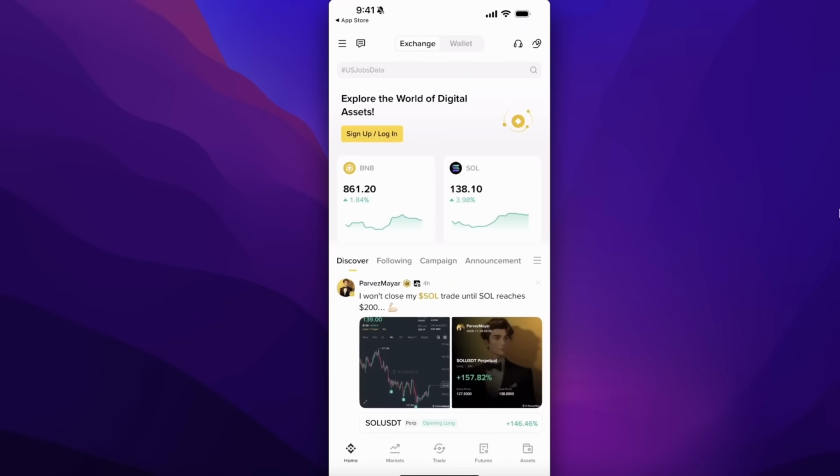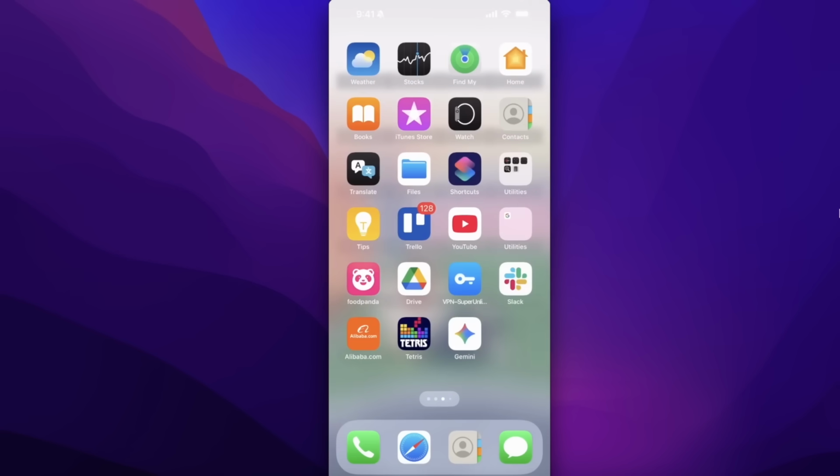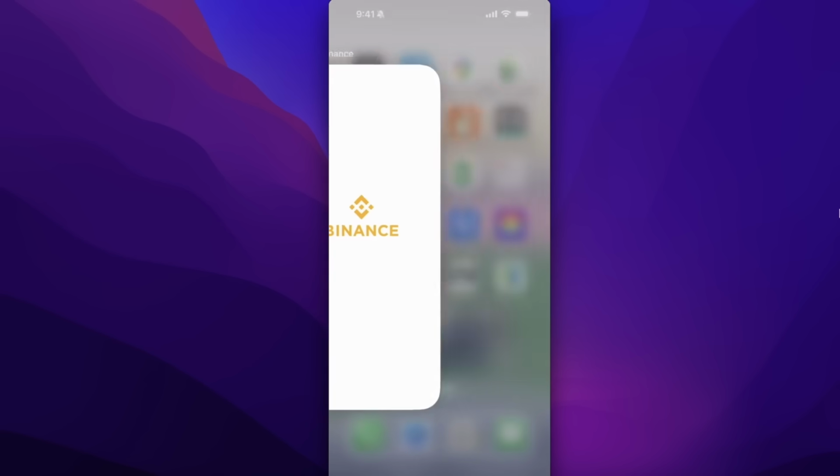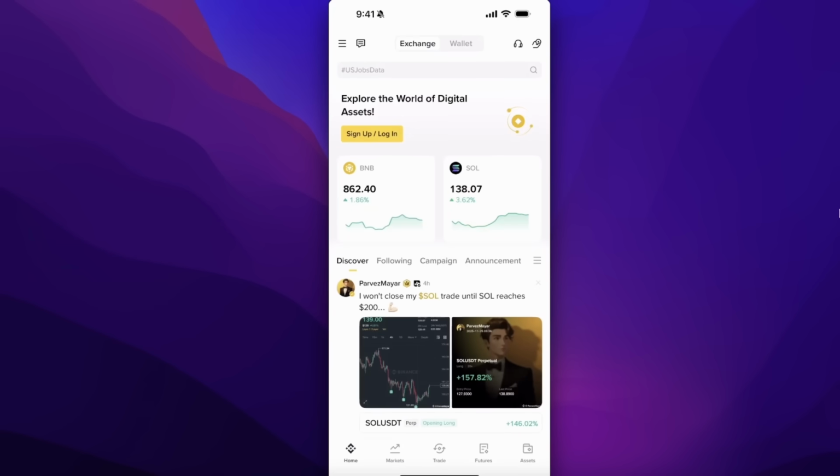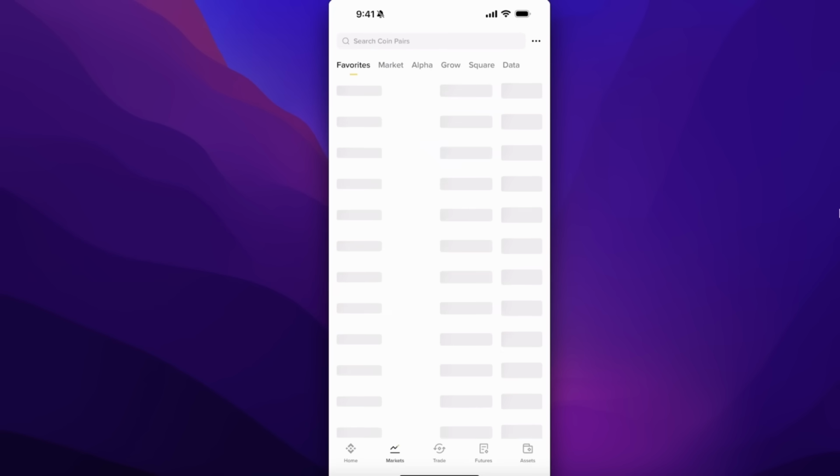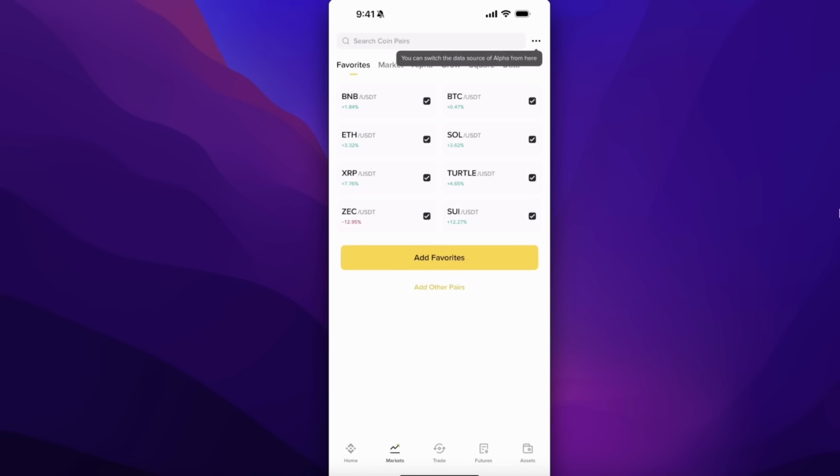So we're just going to open this up like so, because I've already installed it. But if you haven't, you're going to install it. It gets installed in a couple of minutes. And once you have installed it, you can just simply open up the Binance application. Now, this is what your home feed is going to look like. Below that, you have markets, trading, futures, and your assets.